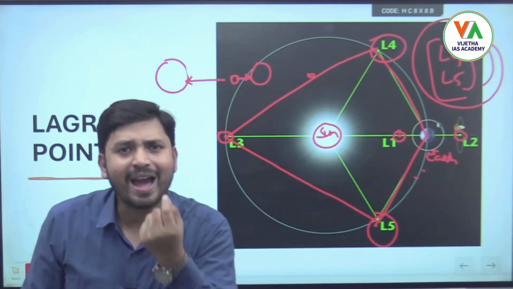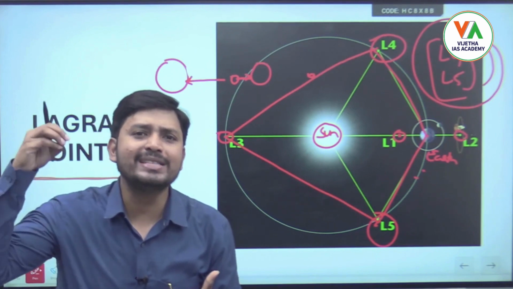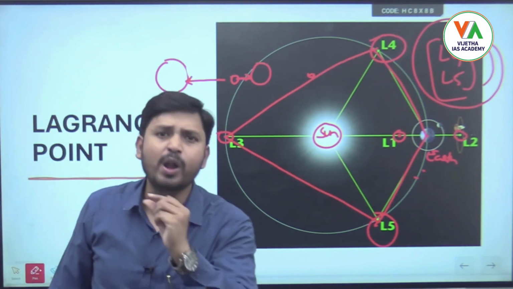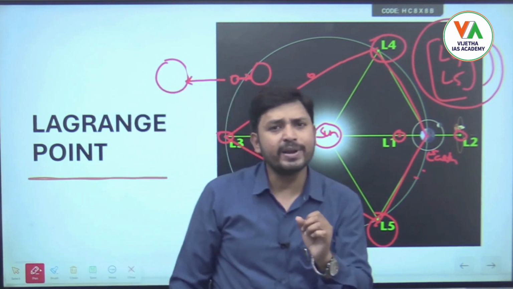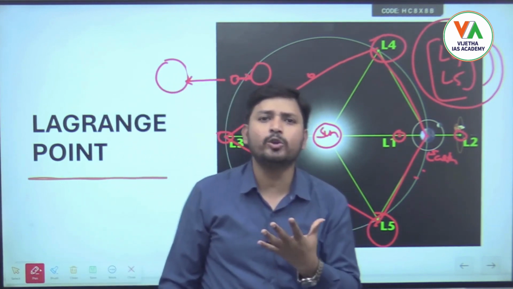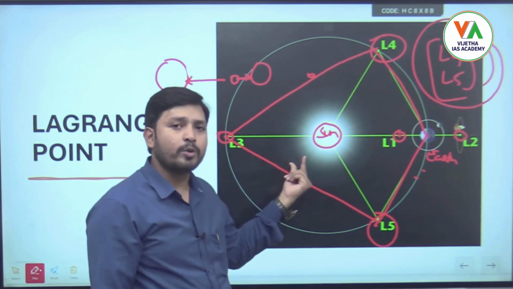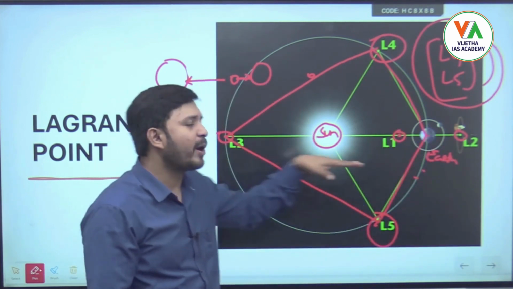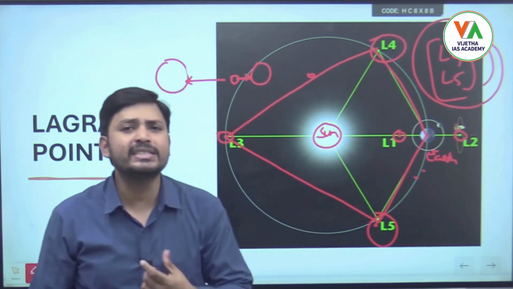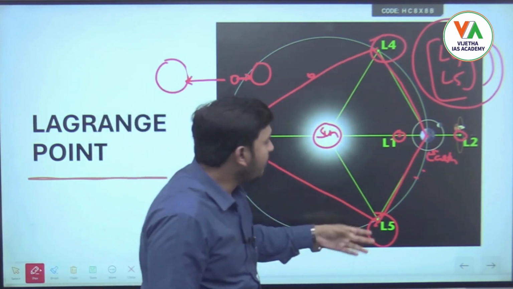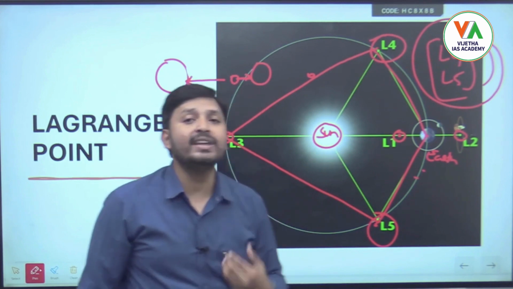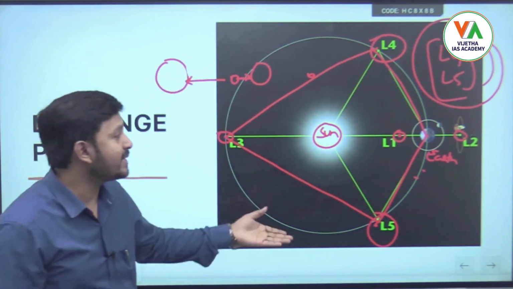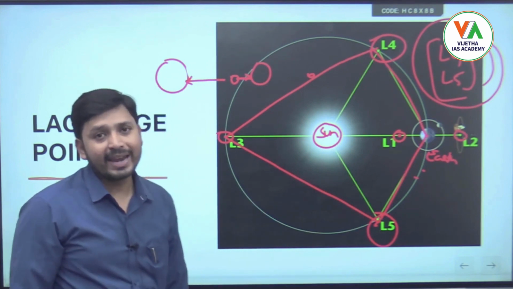So we have to insert any body exactly, precisely on that location. Otherwise a small disturbance or small displacement from that original point can lead to the pulling of that object either towards the sun or towards the earth. That's why these three points are generally termed as a little bit unstable compared to the other two, which are very stable points. These two are called very stable points in this five Lagrangian point system.